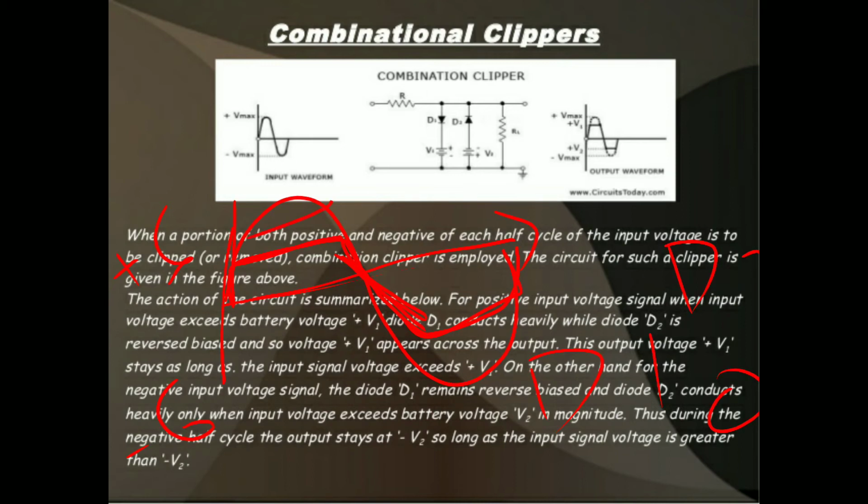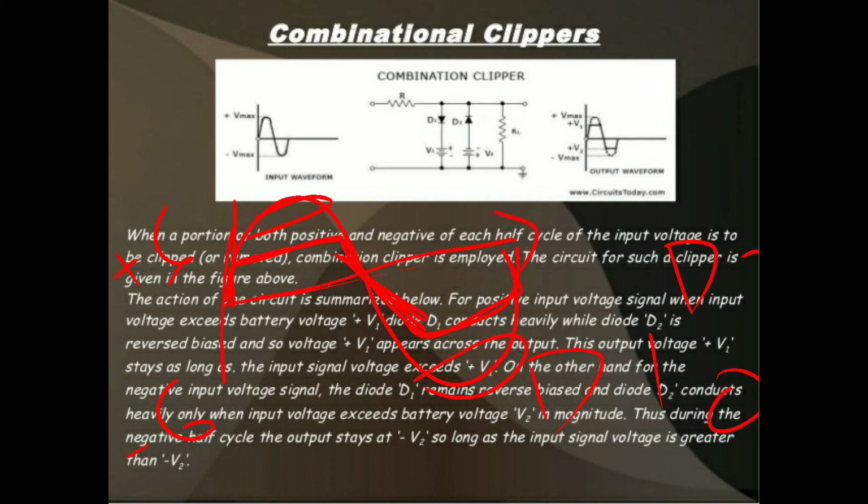These peaks will be clipped off. These peaks will be clipped off. So that is known as a combinational clipper. This is the combinational clipper. So today we have completed the clippers topic. Only the clipper topic is completed.